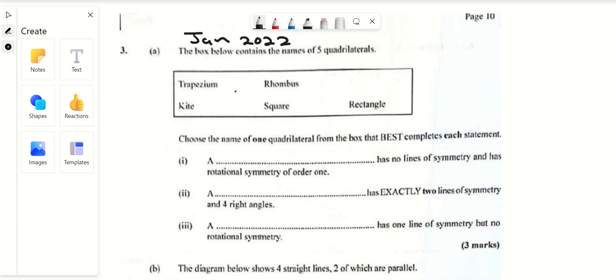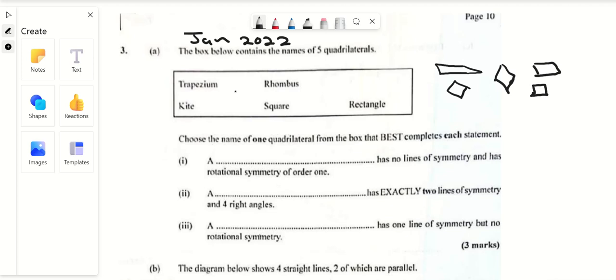Now let's just draw a trapezium. A trapezium looks something like this, right? Then a rhombus looks something like this. A kite is a little bit longer, right? Then we have a square, four sides are equal. That's a rectangle. We have a square, which is your four sides are equal. Right, now this is how the shapes would look.